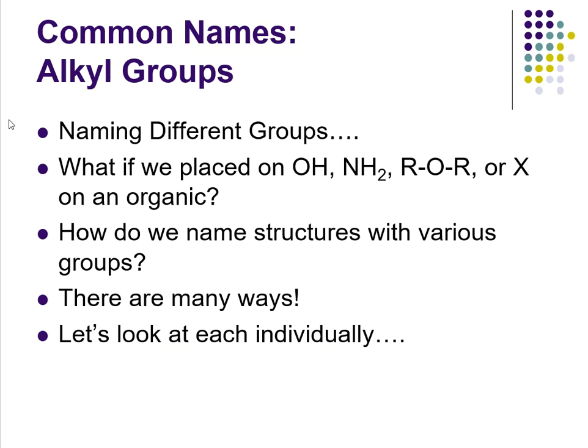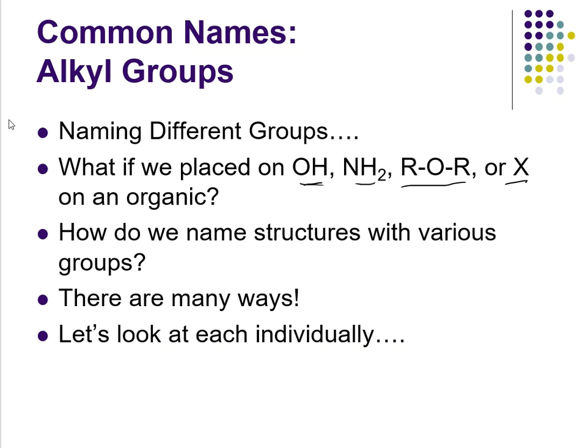So in the last video, we were talking about nomenclature, and you were probably getting to a point where you're like, I got this, right? I'm doing pretty good. I mean, this doesn't seem too bad, does it? And then I throw you a curveball. And that curveball was, oh, by the way, do you remember those groups? Those groups like OH or NH2 or ROR, which was an ether, or the X for a halogen. Well, those can be on a molecule, and we're going to have to learn how to name those as well.